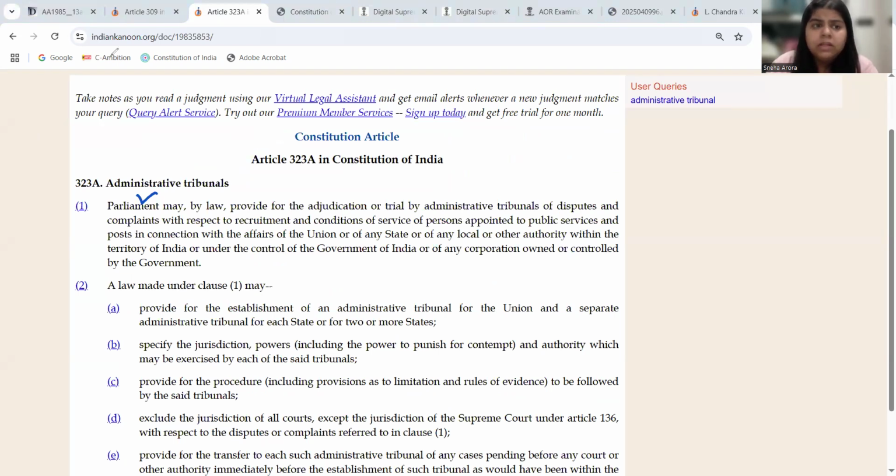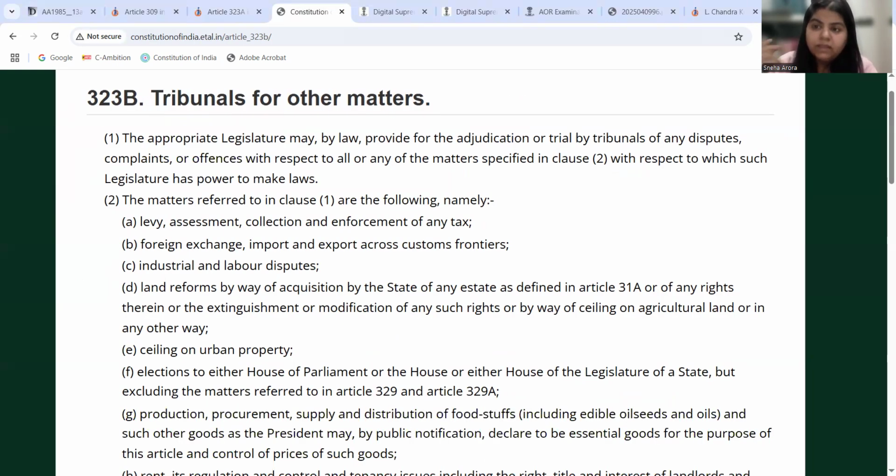Okay. Now let's get moving to 323B. 323B is saying the same thing, that you can constitute tribunals. The appropriate legislature can constitute tribunals for any matters, for example, assessment of tax, foreign exchange, labor disputes. We do have labor tribunals, land reforms, rent tribunals, etc. Many such tribunals for purposes other than public services.